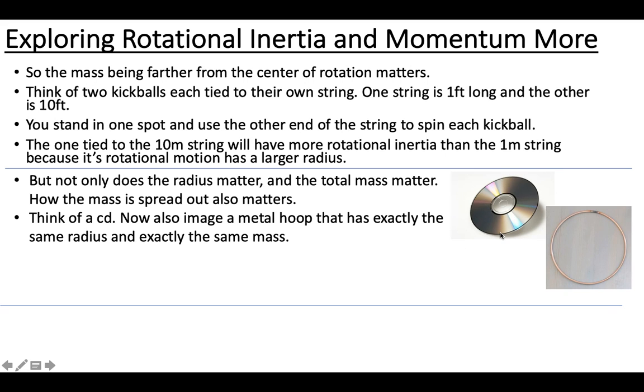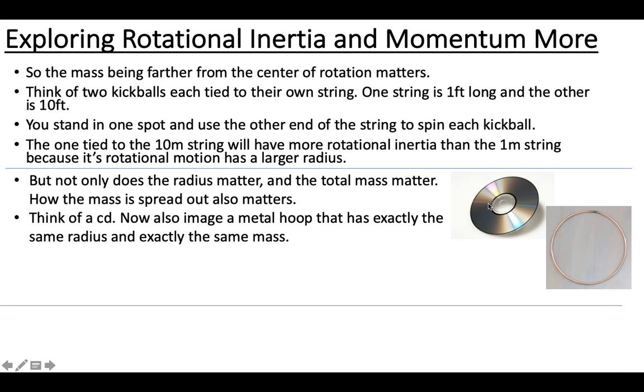If not, here's a picture of it. Okay, here's a CD. And now I also want you to imagine a metal hoop, kind of like this other picture. This is just a copper wire made into a circle. Okay, and so what we want to do is pretend that this CD and this metal hoop are the same size. From the center out to the far edge, they're the same size. So they have the same radius, and let's say they have the same mass too. If the CD is 0.1 kilograms, the hoop is also 0.1 kilograms. So same M, same mass, and same R for the same radius.